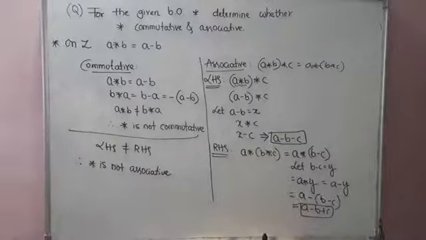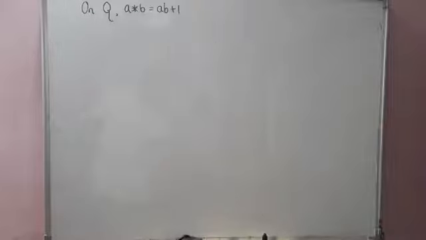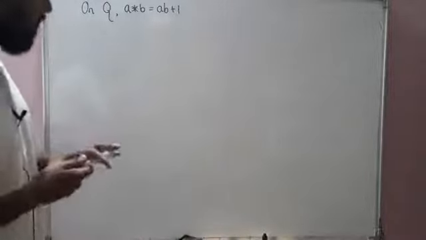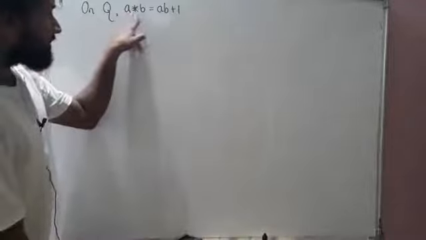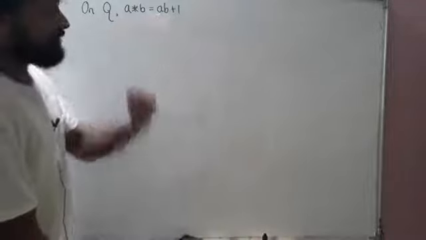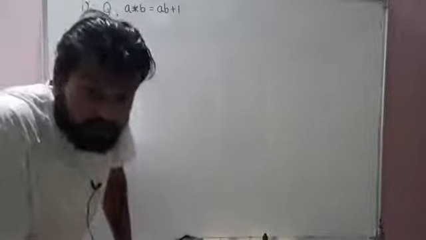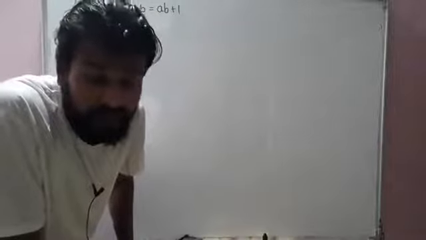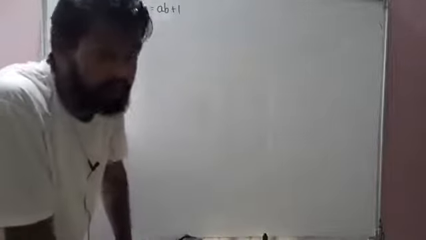So this is how we solve the problems which are related to commutative and associative. So please pause the video to note it down. Yeah, the next question is on Q, means rational numbers. On Q, a star b is equal to ab plus 1. So what you have to do is pause the video and try to solve by yourself. Then you can check your answer with my answer. Well, I'll solve it now.